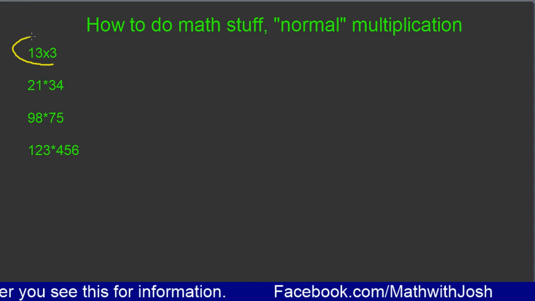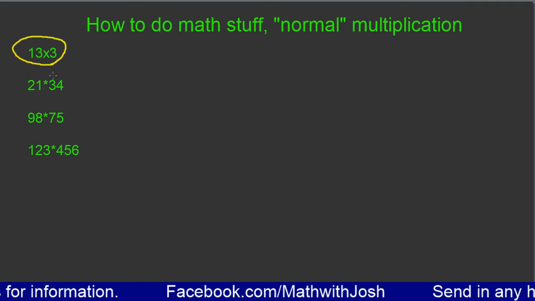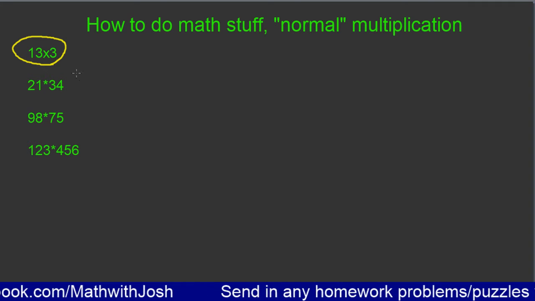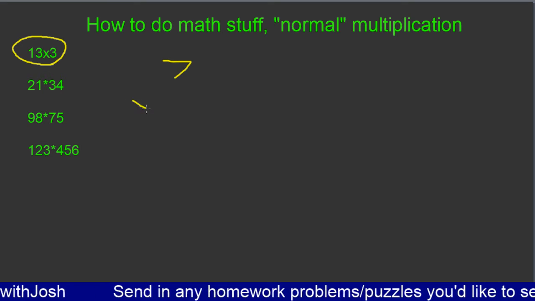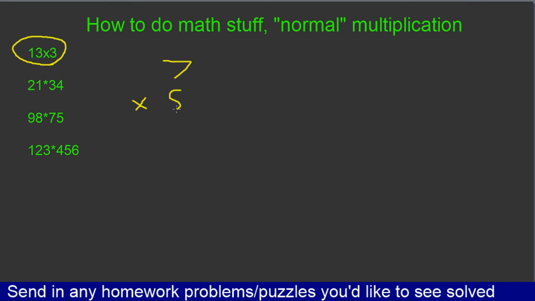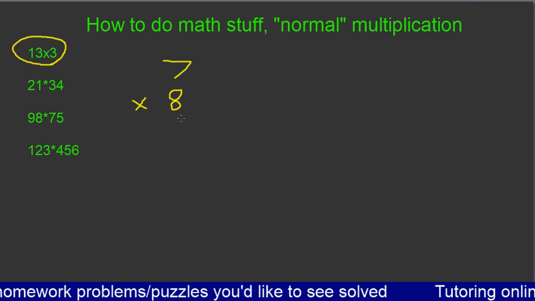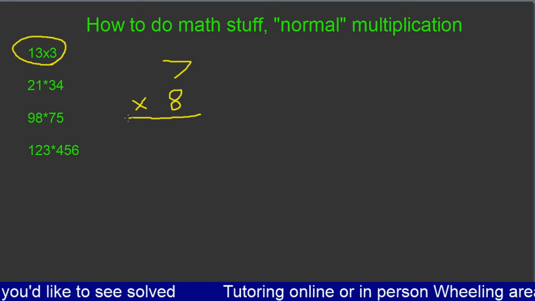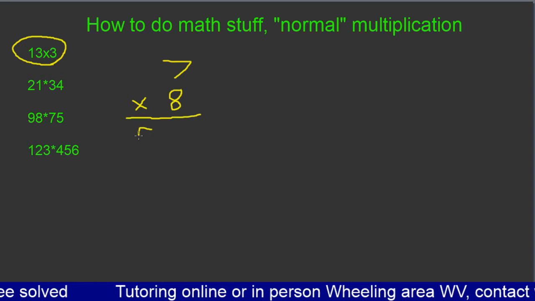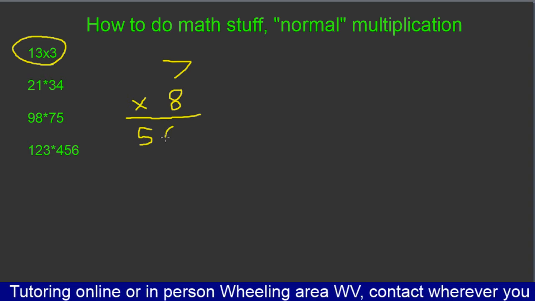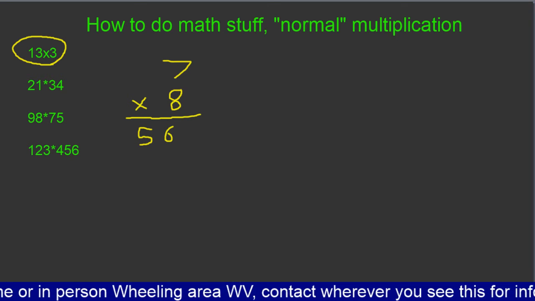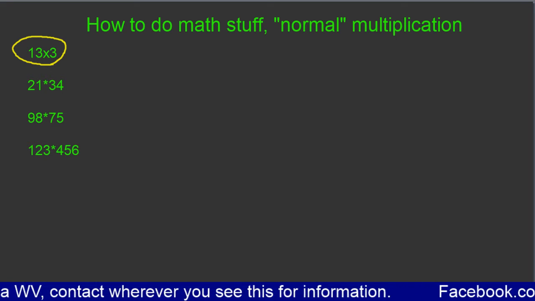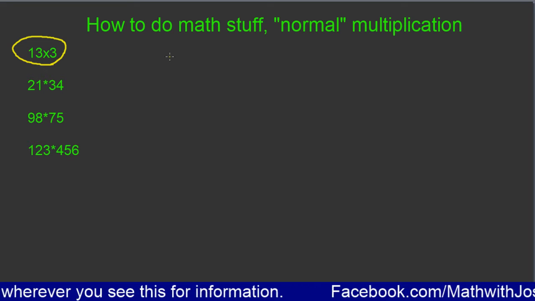Let's start with 13 times 3. Now for all your single digit times single digit, let's say like 7 times 8, my recommendation is that you get flashcards and that you build up a strong memorization of what they are. It's very useful to just know something like this is 56 for doing multiplication. So our first problem here is 13 times 3.